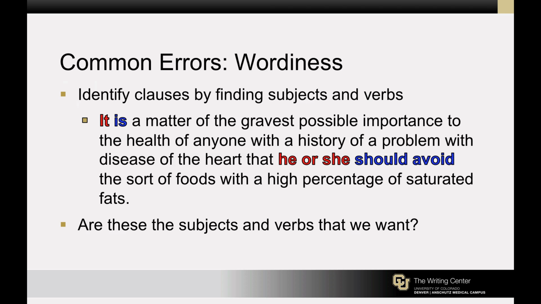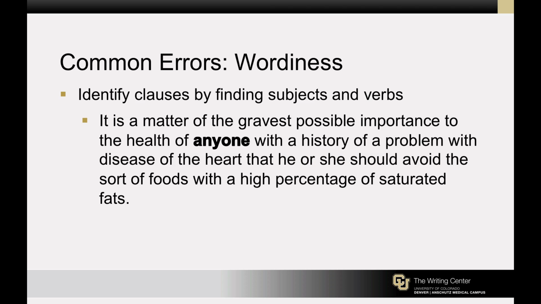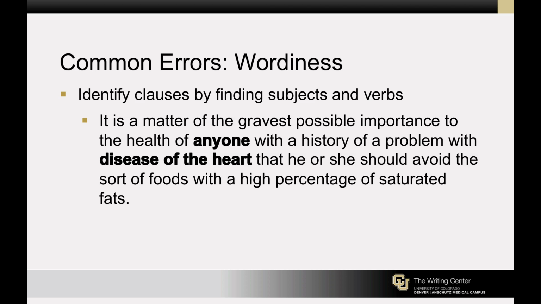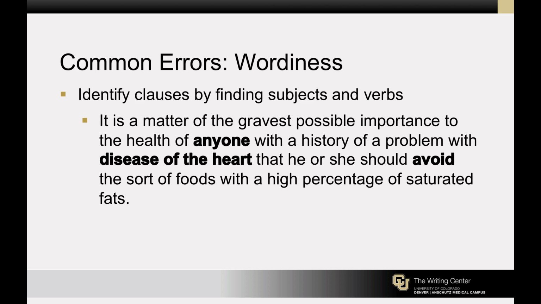To eliminate wordiness, first identify the subjects and verbs of your clauses. If we look at our example sentence, the subject and verb in the first clause is "it is." In the second clause, it's "he or she should avoid." But we have to ask, are these really the main subjects and verbs we want to use to express our most important or most central ideas? It seems that instead of the subject "it," we really want to focus on "anyone." And if we closely read our sentence, we also notice that other keywords we should keep involve heart disease, as well as avoid, and saturated fat.